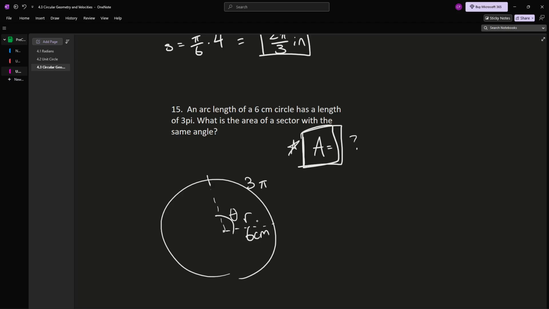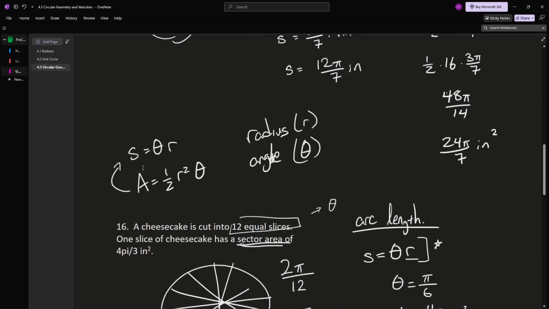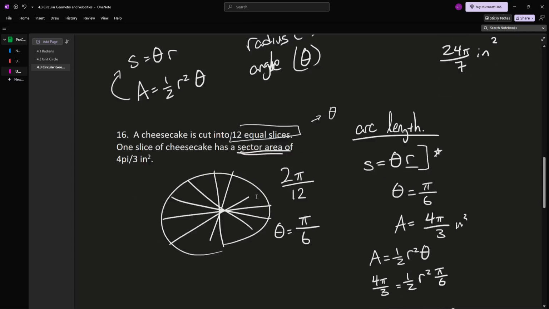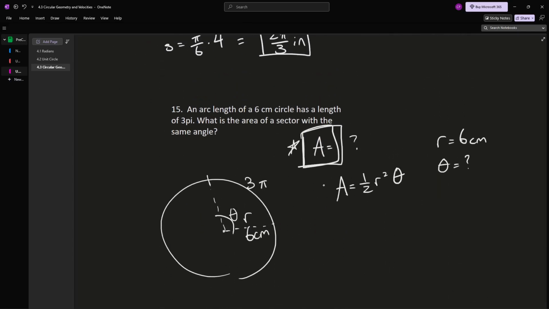Area is my end goal. I need this. So since area is my end goal, I'm going to write my formula out and fill in as I go. I need to find radius. I need to find theta. We do have radius already. Radius is 6 centimeters. And theta is unknown. So I look back at my formulas and see what formula do I know that uses theta. And I see S equals theta R. And that's also better because I do have R already.